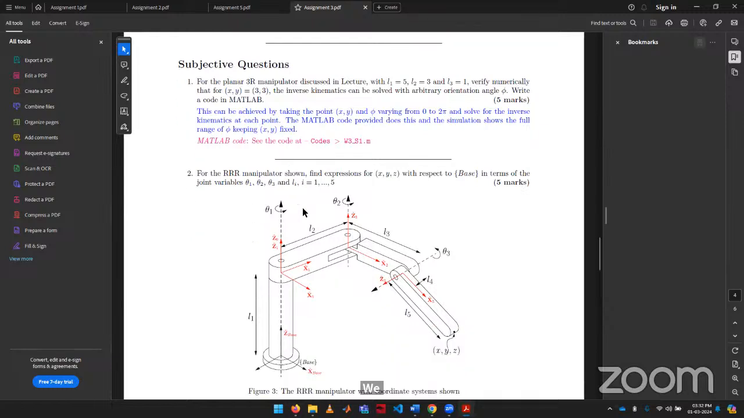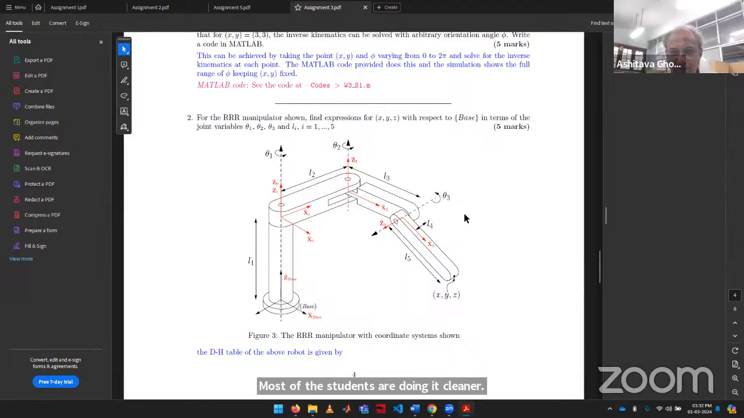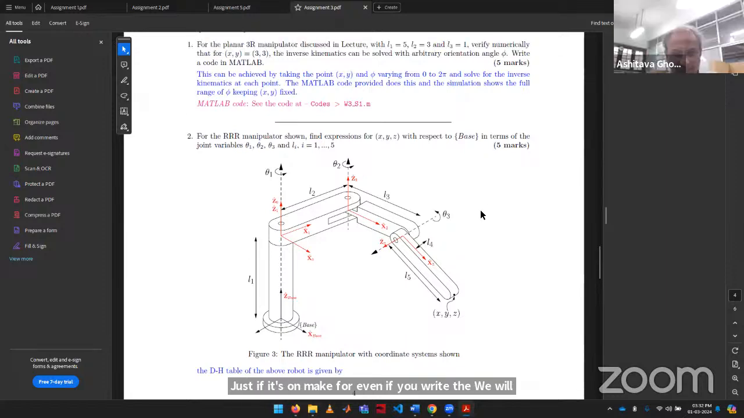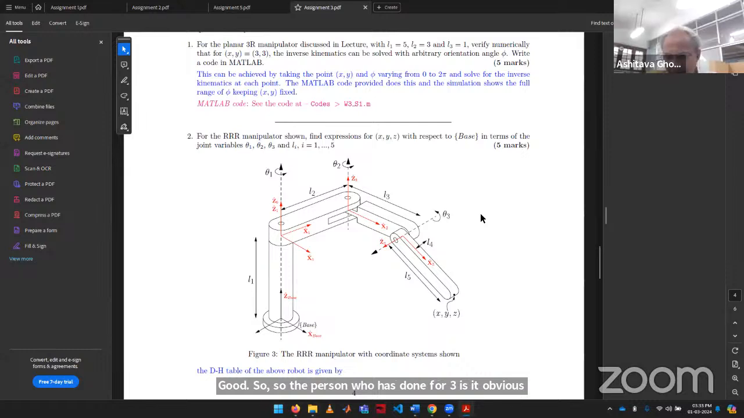And even for this one, this is not a planar 3R manipulator. Most of the students are doing it planar. So if you just put some effort, even if you write the DH parameters, we will grade you. There's no issue with that. But you should put some effort. Here you put. So the person who has done it for 3R planar, is it obvious to everybody else that it is not planar? Amandeep, did you do this?